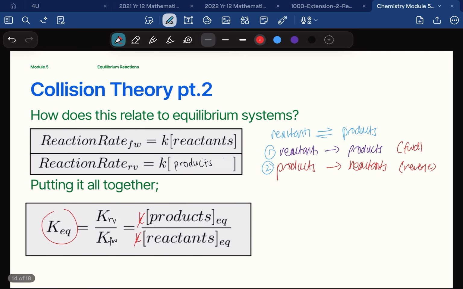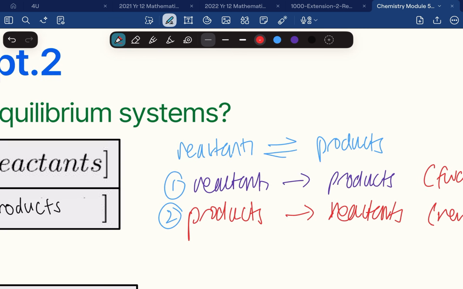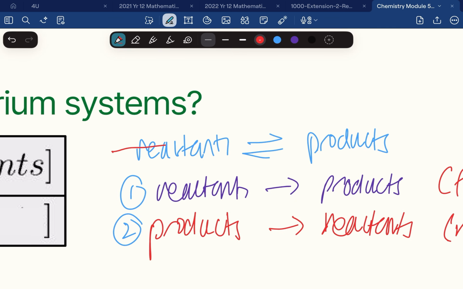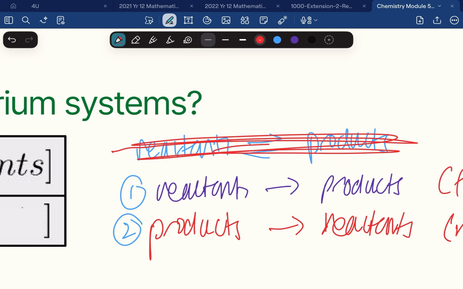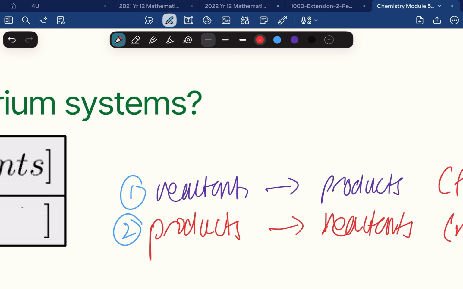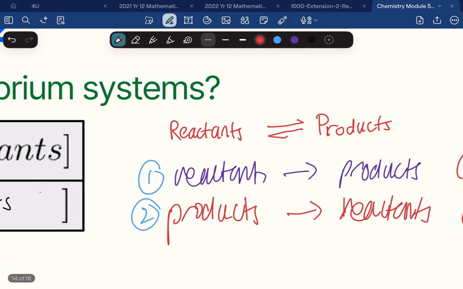Next, we look at collision theory and the relationship to equilibrium systems. In an equilibrium system, you basically have two reactions going on. You write one equation, but you're actually having two reactions, so this double arrow represents both. The forward reaction is reactants converting to products, and the reverse reaction is products converting to reactants.